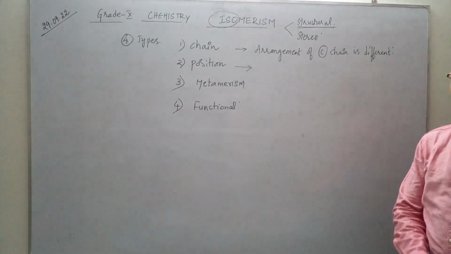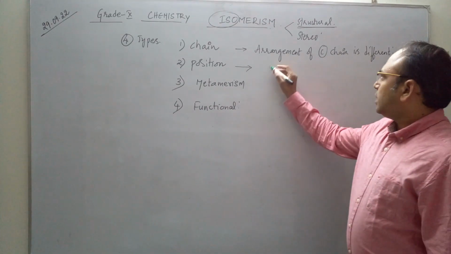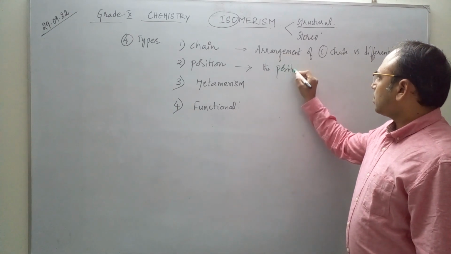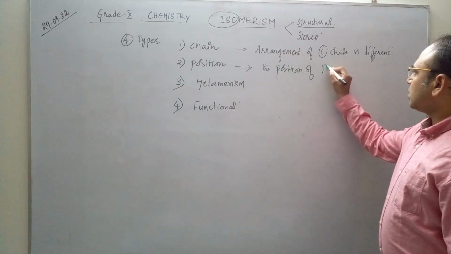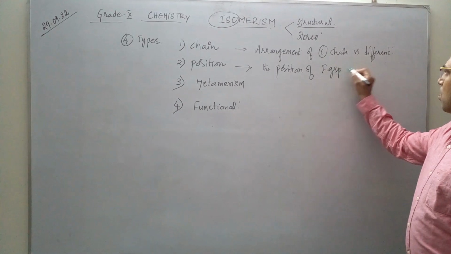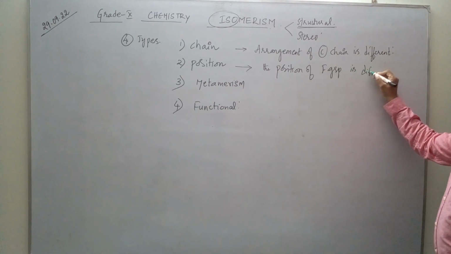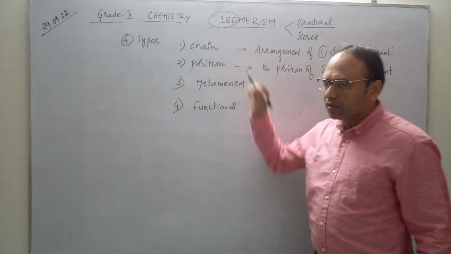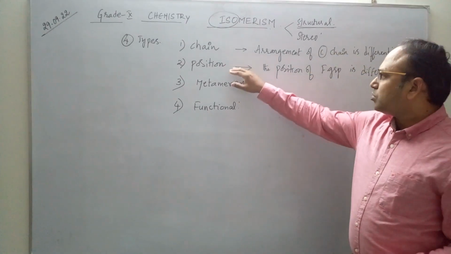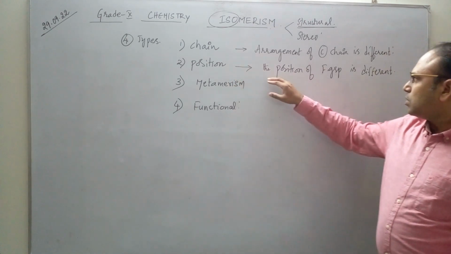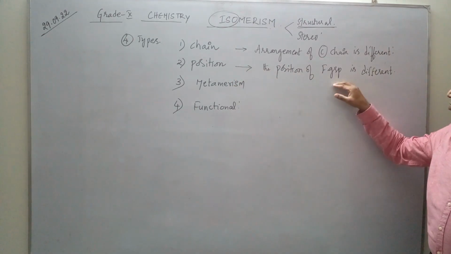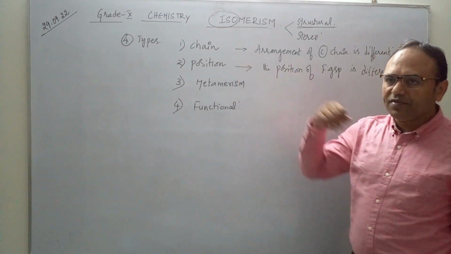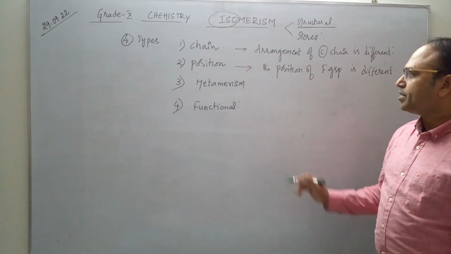Second one, if you see position isomerism, here the position of functional group is different. So how do we define position isomers? The organic compounds which have the same molecular formula but the position of functional group is different are known as position isomers, and the phenomenon is called position isomerism.